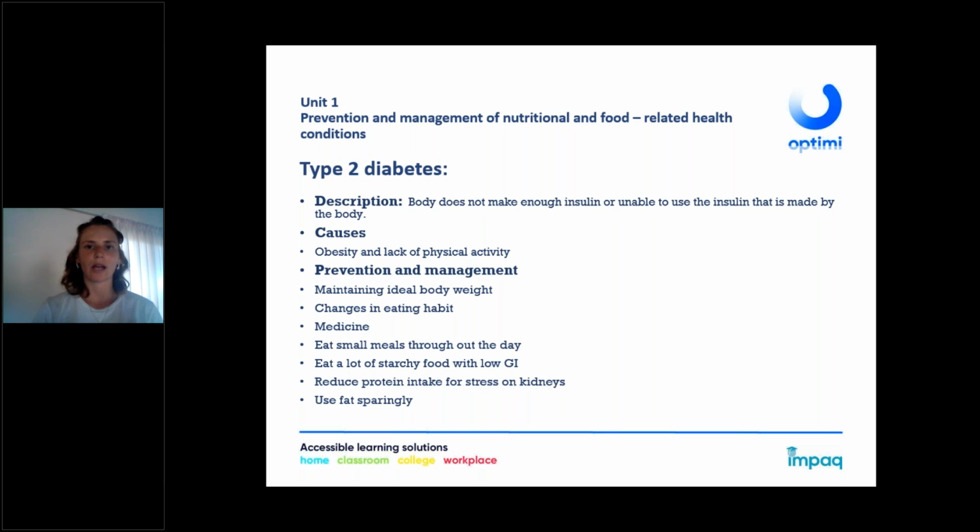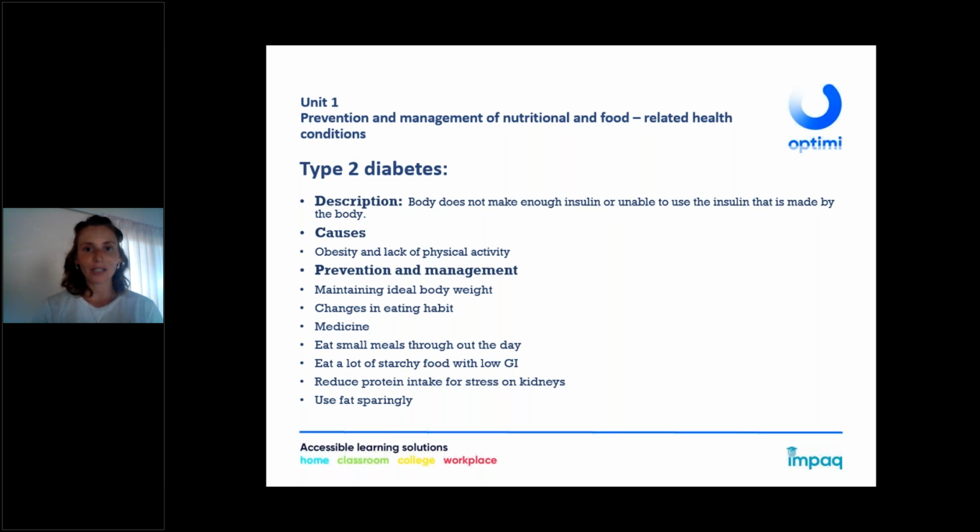They say a good way of controlling type 2 diabetes is to eat very small meals very regularly so that you don't give your body too much to handle at a time. Then also eat a lot of starchy foods which are low in GI, which means the glucose is released more slowly. And then also protein intake, which takes the stress off the kidney and can actually help with the function of the insulin. Okay. And then obviously do not eat a lot of fat.